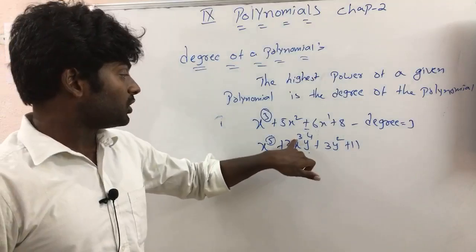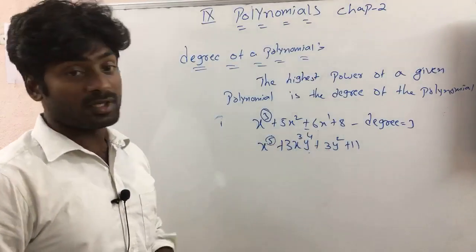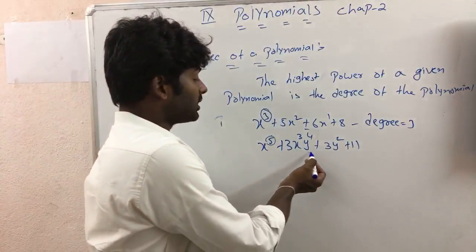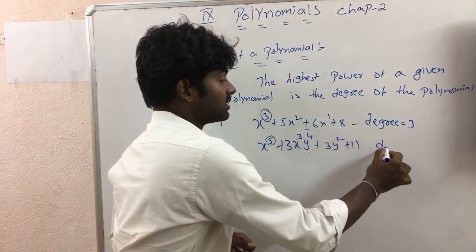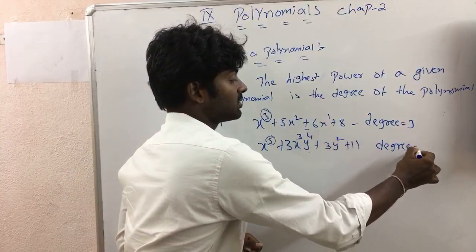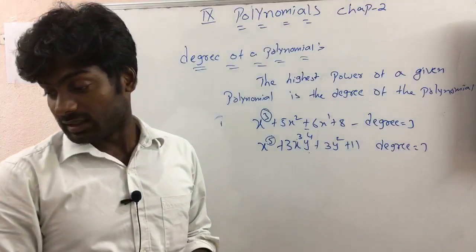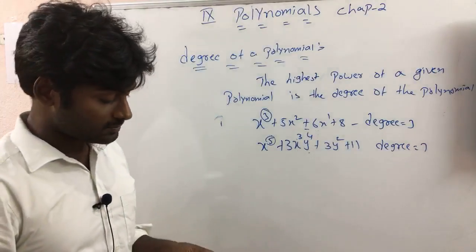So we have to add these two. That means we have to get the degree of individual terms. So 4 plus 3 will get 7. So obviously the degree is 7. The degree is 7.